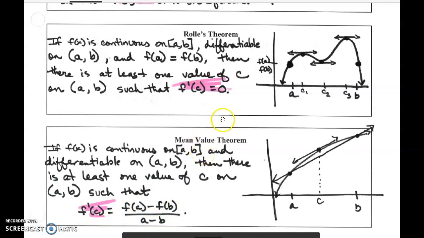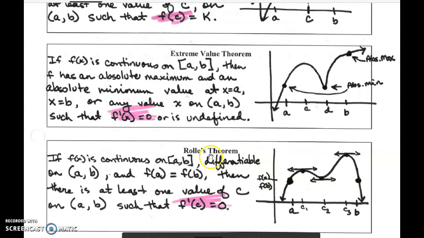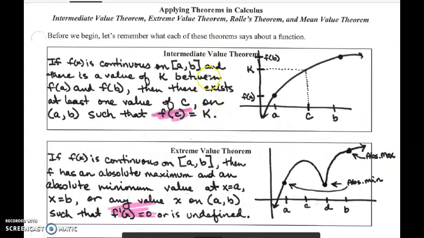If you're ever asked to justify using Rolle's theorem, then you better have the y values equal. But you don't ever have to justify with Rolle's theorem because you can just say by the mean value theorem, and it happens to be that the y values are equal. So that's my professional opinion. And then by trichotomy, if it's not the mean value theorem and not the extreme value theorem, then it must be the intermediate value theorem. That's how my brain works.